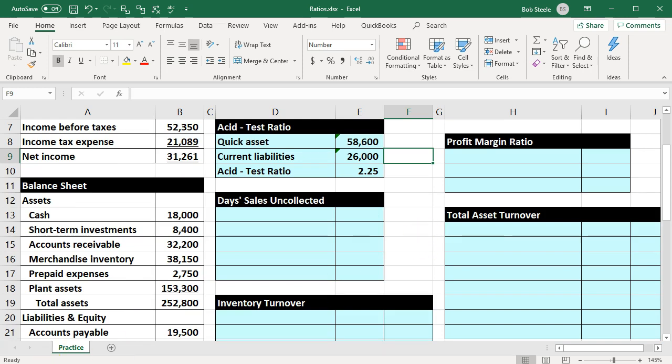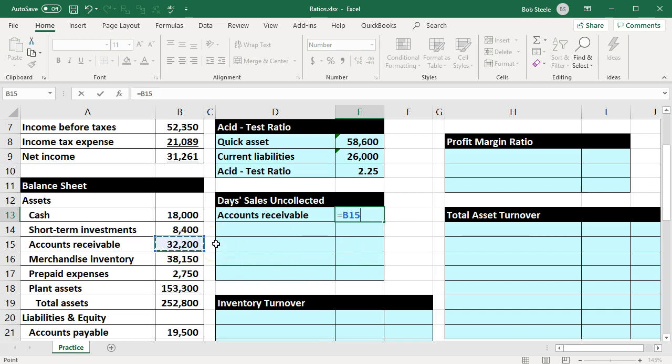Days sales uncollected. We'll start this calculation out with the accounts receivable. So we're going to take the accounts receivable. That's going to be how much people owe us. This is going to be equal to the 32,200. Now remember that this is a balance sheet account, accounts receivable. So we're picking up a point in time type of account.